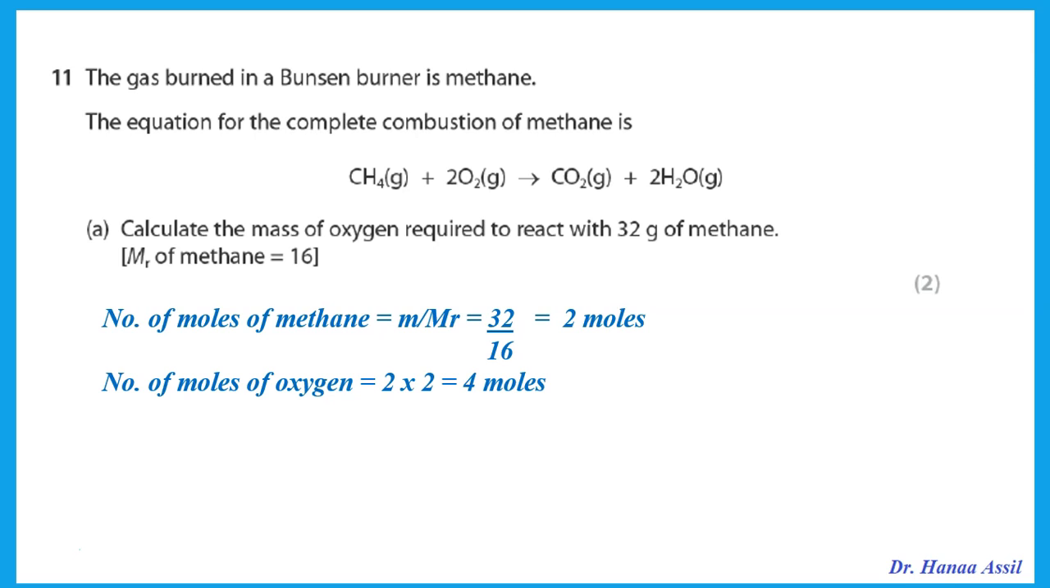And now I can get the mass. We said, how do we get mass? If we want the mass, it is number of moles times Mr. And remember, this is the Mr of O2, so this is 16 times 2. And that means it is 128 grams.